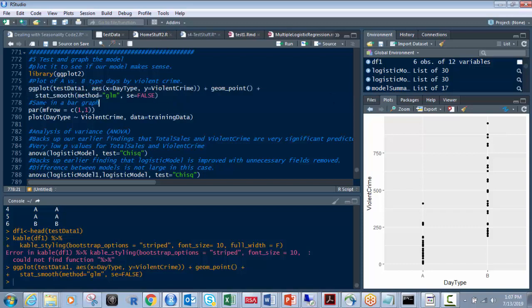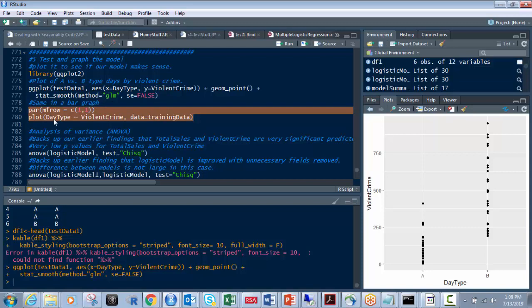Let's do the same in a bar graph, right? First, let me just make sure you have the code here. It's all highlighted right here. Test data 1, that's our original data set. Violent crime, day type. Remember, when we're done with this, we want to go back to that original data set. We're going to do that down below. So we want to look at this, not the test data set or the training data set for this one. Now the difference is I want to look at the plot of this, and we're going to look at our training set now. But we could use any of them, it doesn't matter.